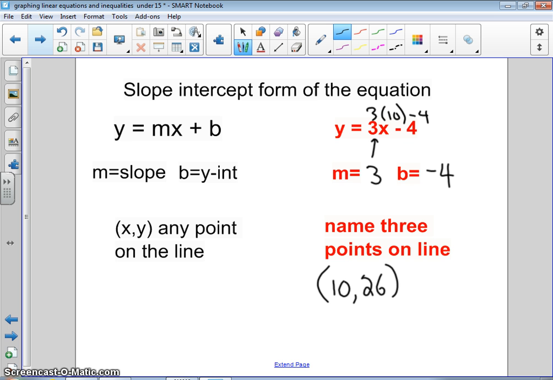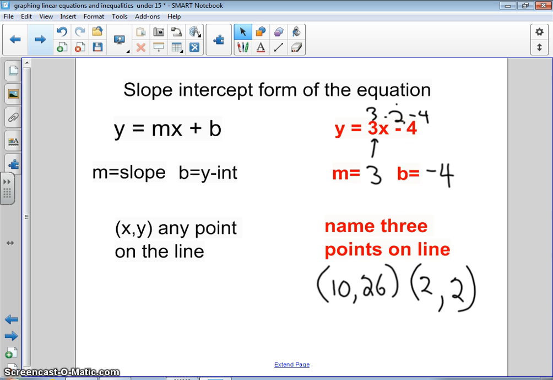We could pick another one. Let's say x is 2 for the sake of argument. This time we're going to have a 2 in place of the x, so it's going to be 3 times 2 minus 4. Well, 3 times 2 is 6. 6 minus 4 is 2. So y would be 2. You can pick as many points as you want and just keep on going, and we will move on.